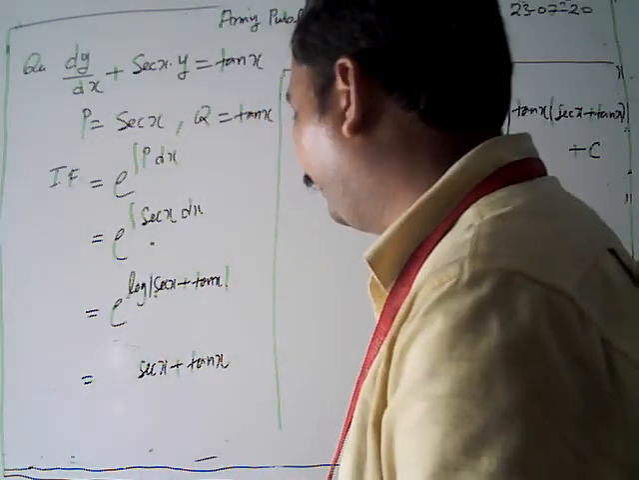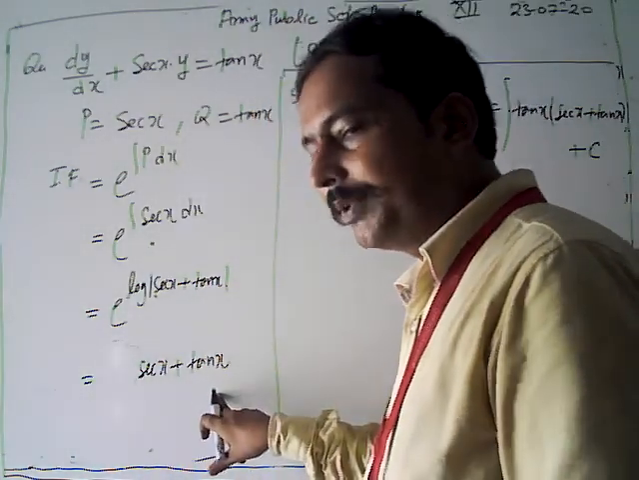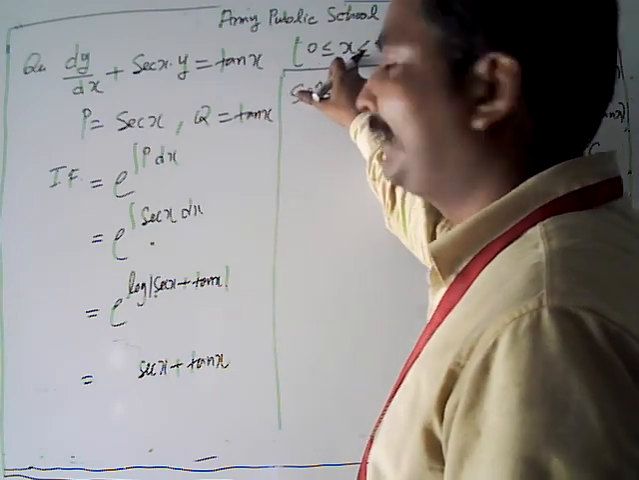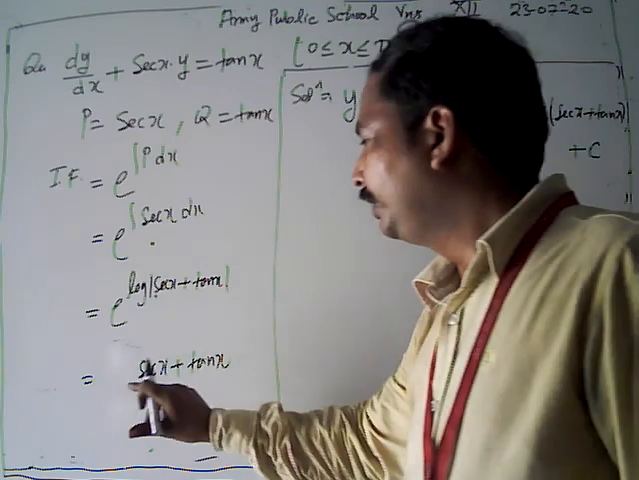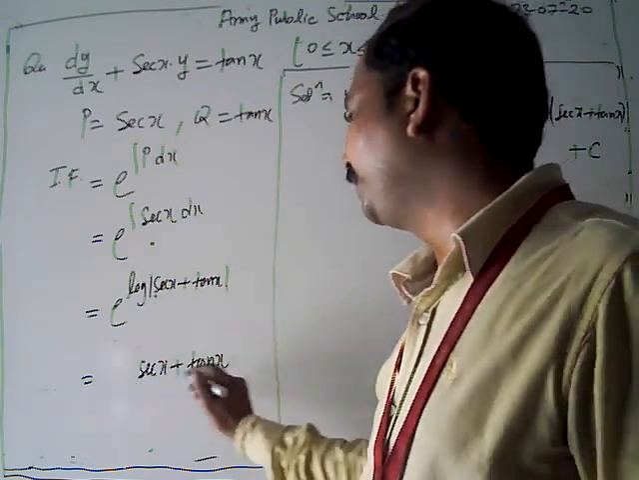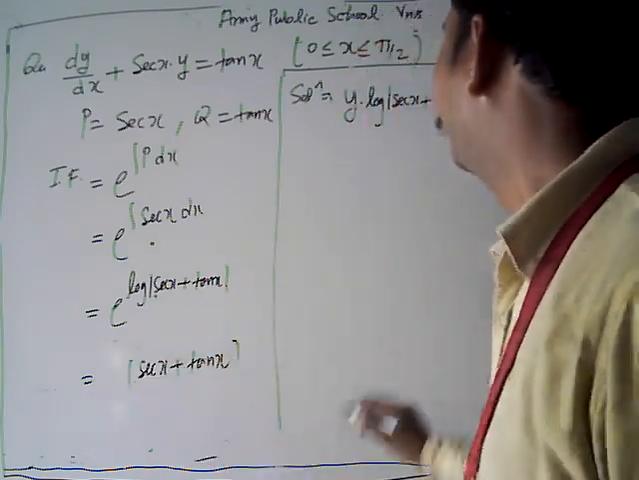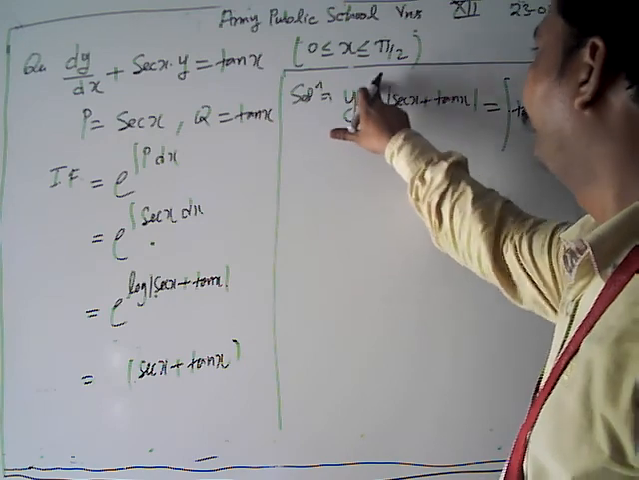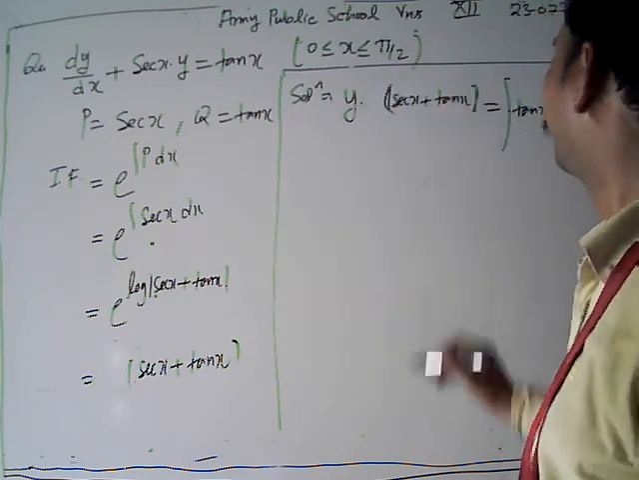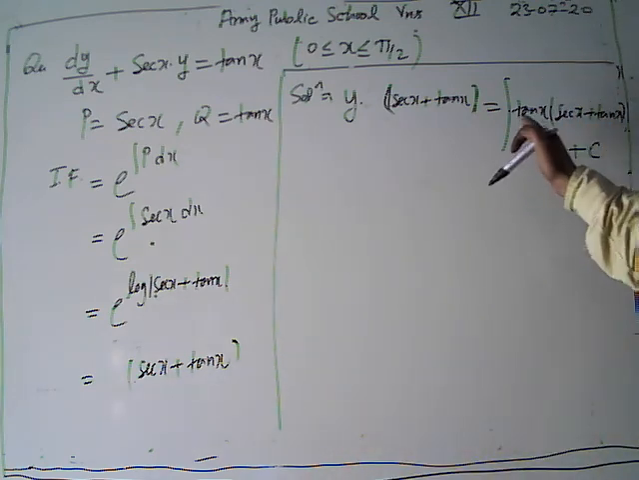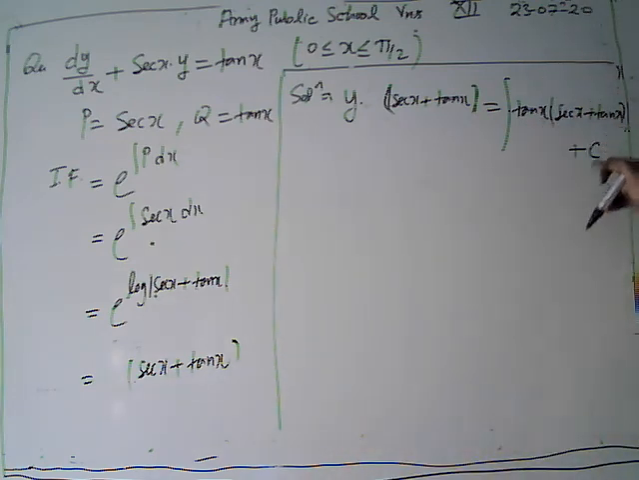Look, why are we not using the modulus function there? Because it's given that x lies in the first quadrant, where both are positive. Then we are just going to take sec x plus tan x. Then y into sec x plus tan x equals the integration of tan x into sec x plus tan x plus c.